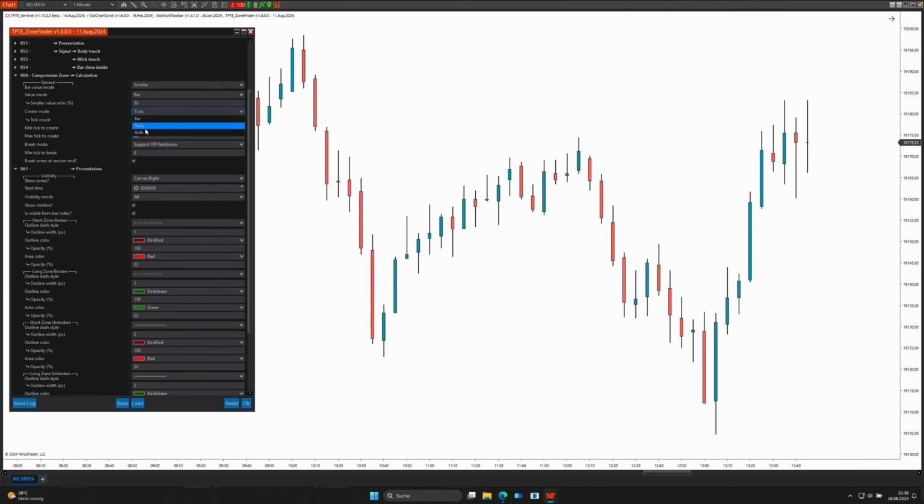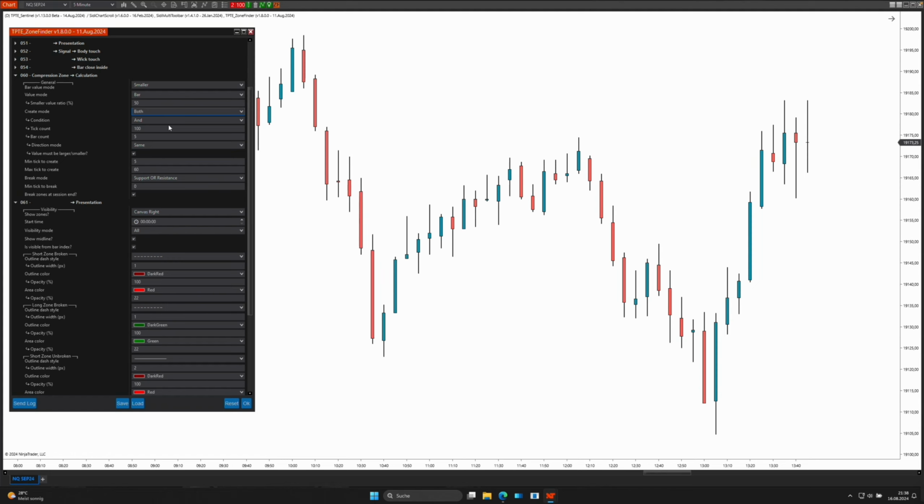If I set this to both, then I can choose whether "and" or "or" applies. Simply on "and": then I have to be 5 bars and 100 ticks away. On "or", accordingly, here are 100 ticks or 5 bars. I'll leave it at "or" for now so that we can move on.